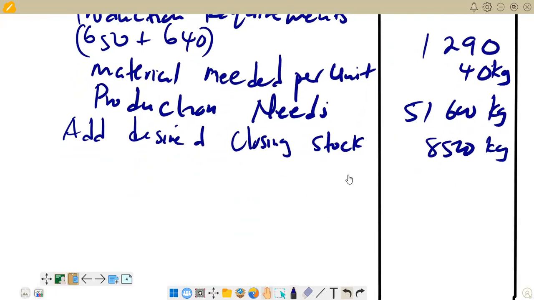And then when we add, we now get the total needs. The figure that we are going to get there represents the total needs. 51,600 plus 8,500, and then you get 60,100.